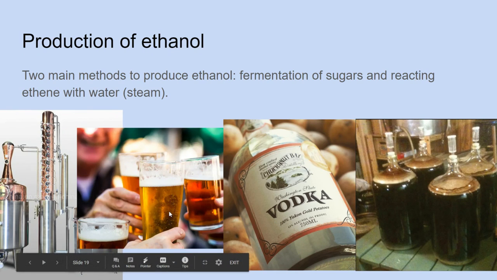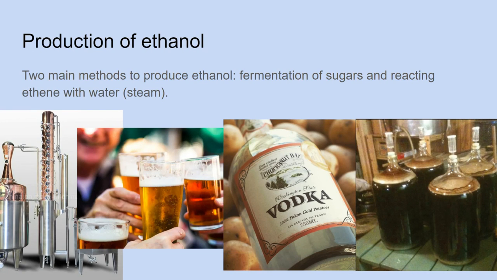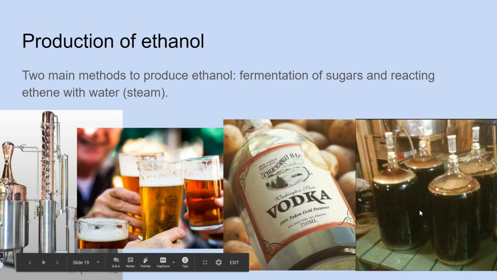Beer is produced in a very similar way. They use a fruit or vegetable, I'm not sure actually, hops. It grows on vines like grapes, and the hops are added with yeast and sugar as well, and that allows the yeast to ferment and produce the ethanol. On the right hand side, you've got some wine brewing here.